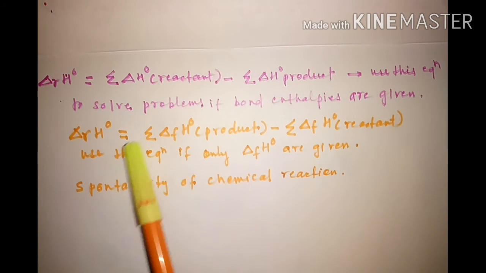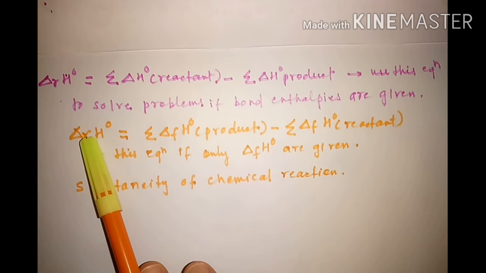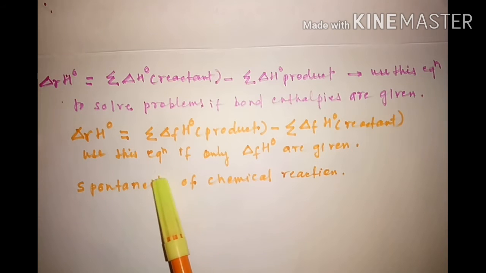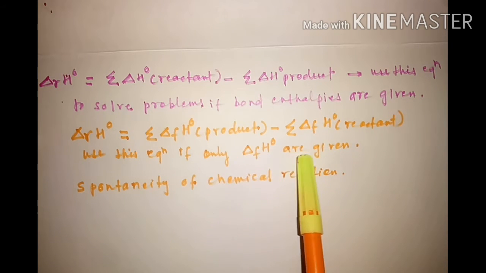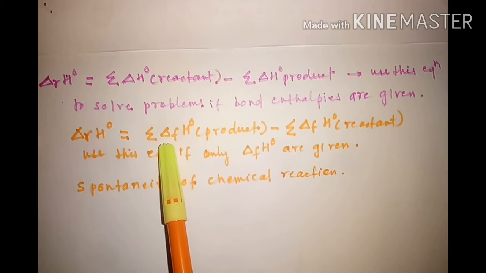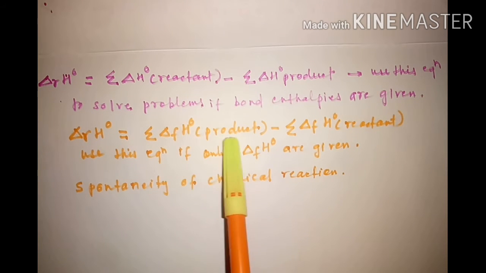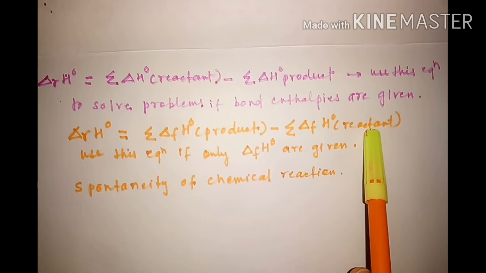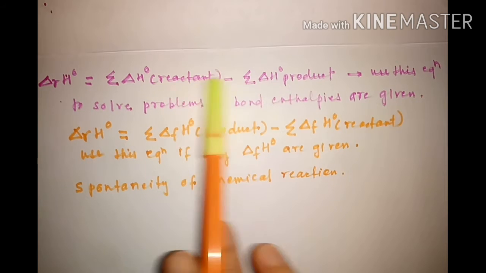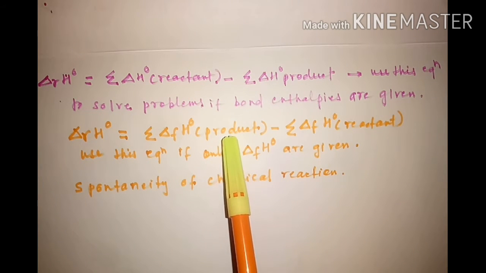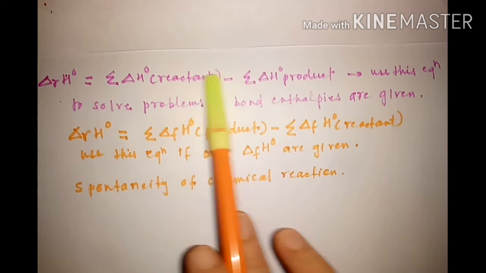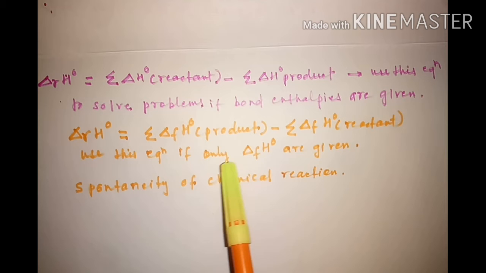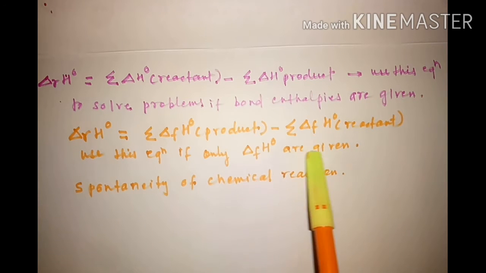Now exactly the opposite thing we'll have to do when you want to find the standard enthalpy change of the reaction when only the standard enthalpies of formation are given. In this equation you will have to subtract the enthalpy of formation of the reactants from that of the products. So in one case it is reactant minus product, and in this case you go for product minus reactant. The first is the case when you are given bond enthalpies, and this is the case only when the standard enthalpies of formation are given.